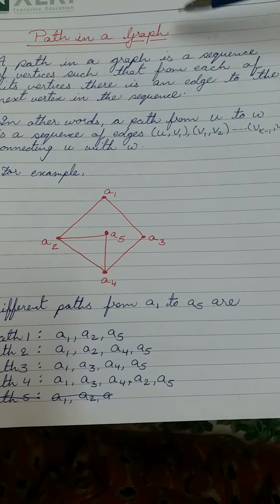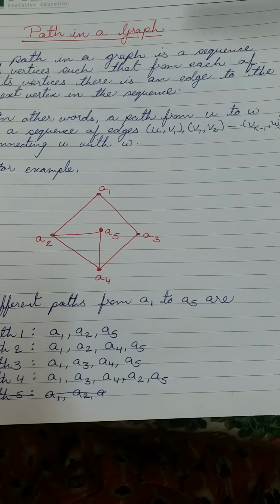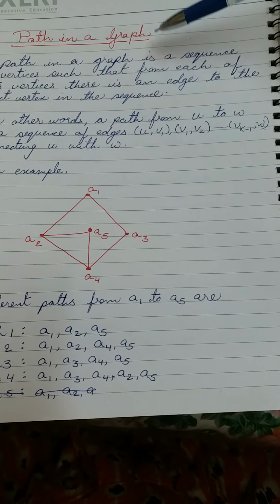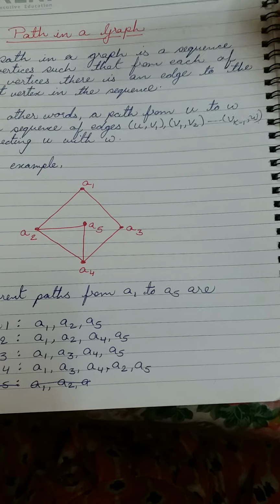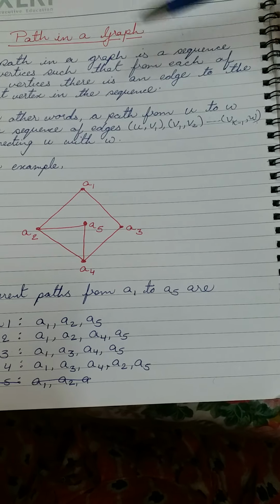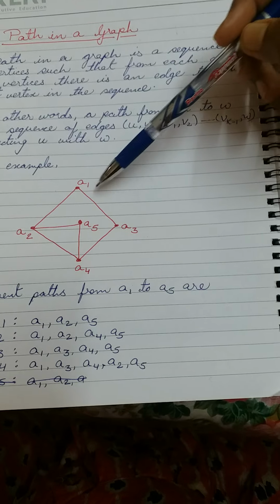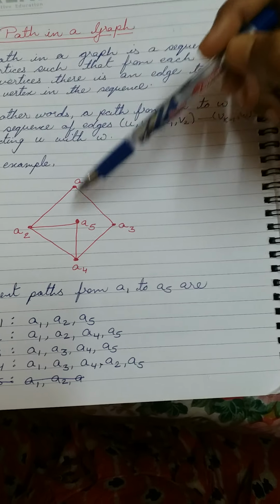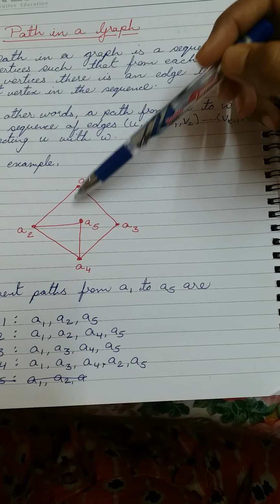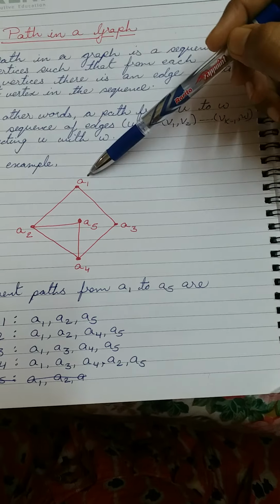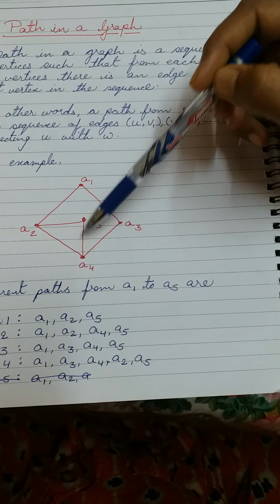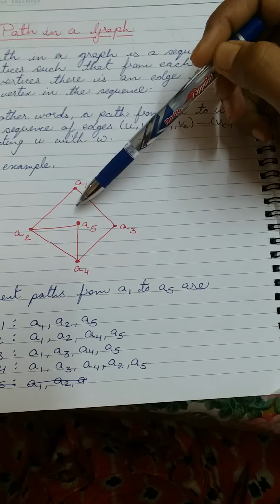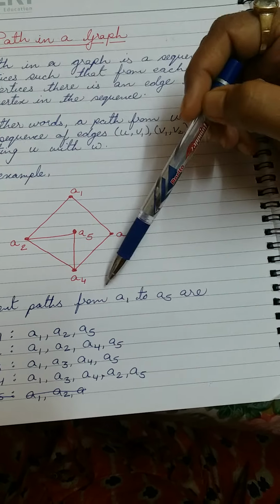A path in a graph. A path in a graph is a sequence of vertices such that from each of its vertices there is an edge to the next vertex in the sequence. Like in this diagram, we can show a path from A1 to A5 in different ways. A1 to A2, A2 to A4, A4 to A5. It's a path. There are different paths from A1 to A5.